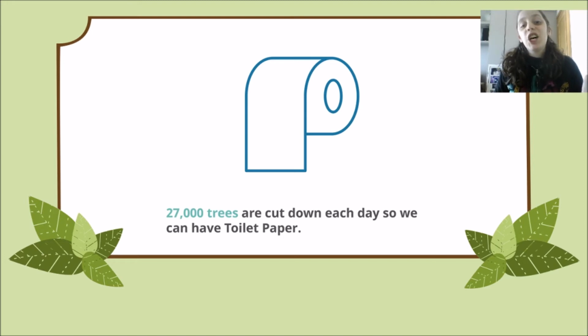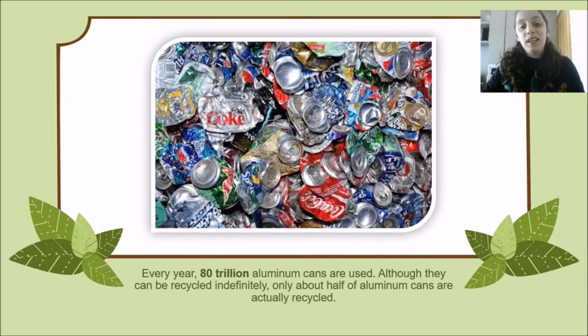27,000 trees are cut down each day so we can have toilet paper. 27,000. And every year 80 trillion aluminum cans are used, although they can be recycled indefinitely, so forever. Only about half of aluminum cans are actually recycled.